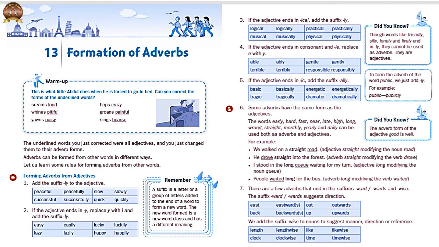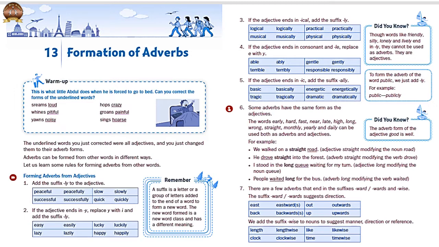Now the next topic that we have to study is formation of adverb. The rules that we need to keep in mind are, by adding suffix ly, we make adverbs. Suffix is a letter or group of letters added to the end of the word. Okay. Now, in some cases, they are just added, nothing additional. But when the adjective ends with y, we replace y with an i.